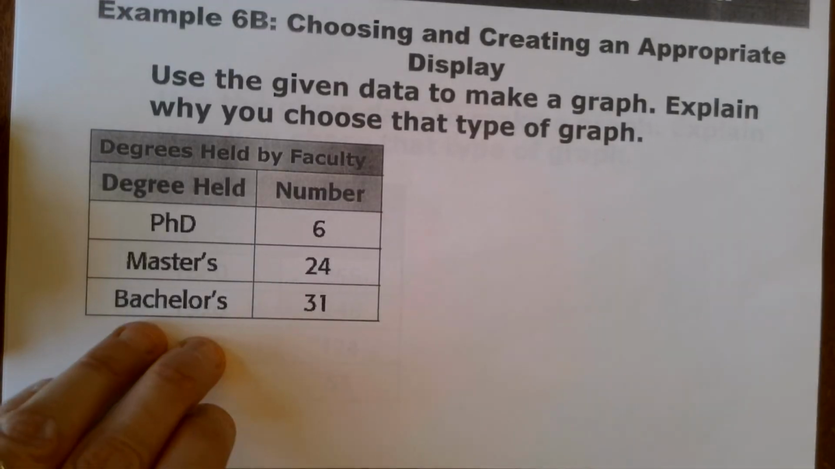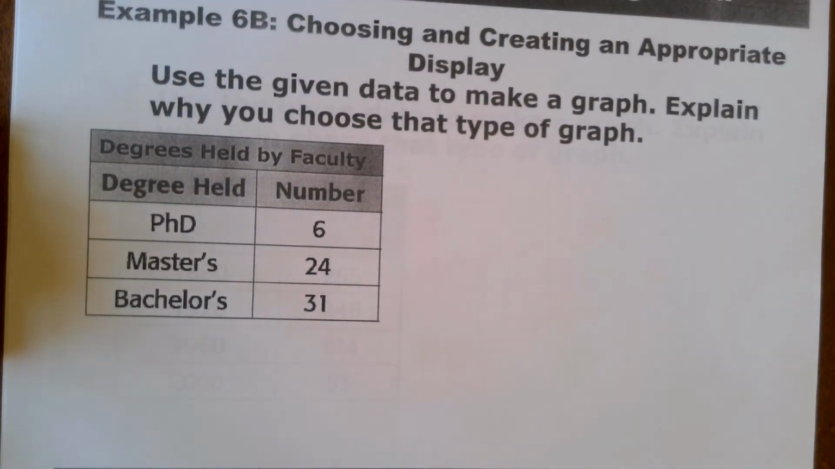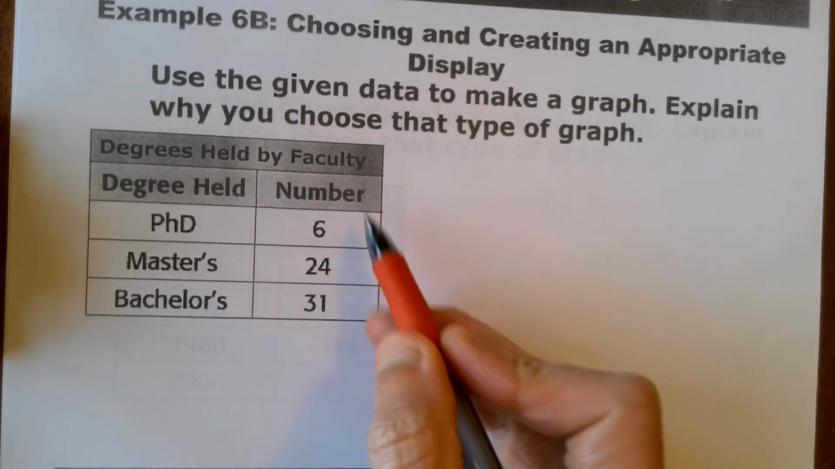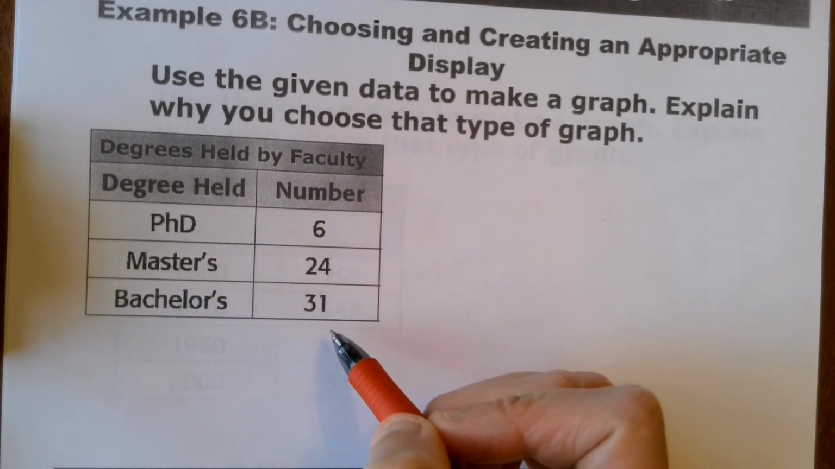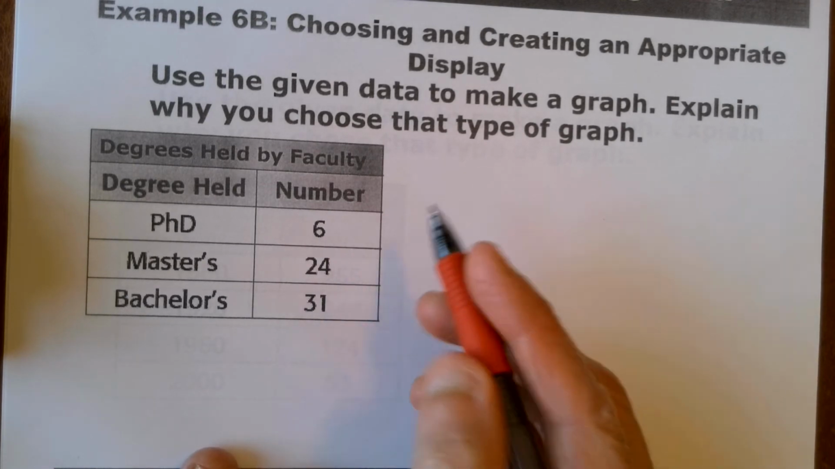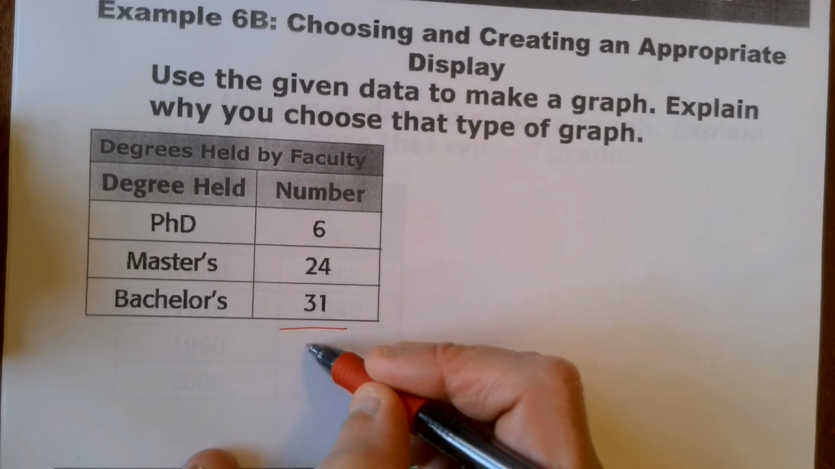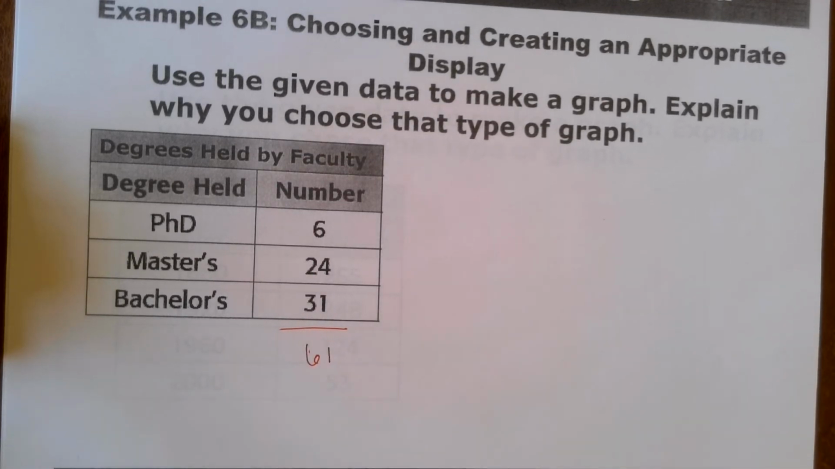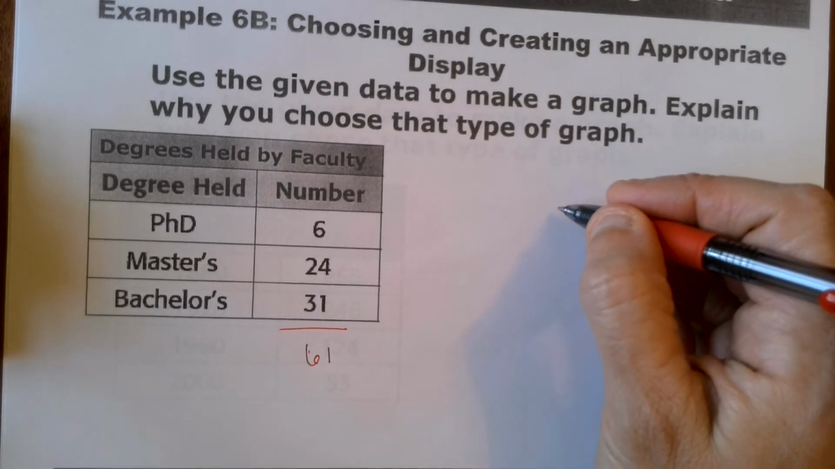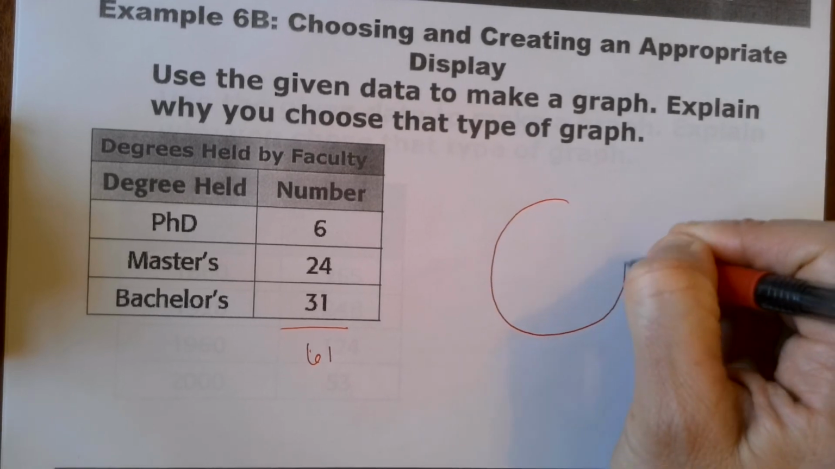All right, next we have this one. How do we know which one to do? Okay, degrees held by faculty. Now they're kind of assuming, I think, that this is the total number of faculty members here. So this is 100% of the faculty members. So when we add these up, we know that we are going to have, let's see here, that's 30, that's 61 faculty members. Okay, so a circle graph is going to be a wise choice on this.